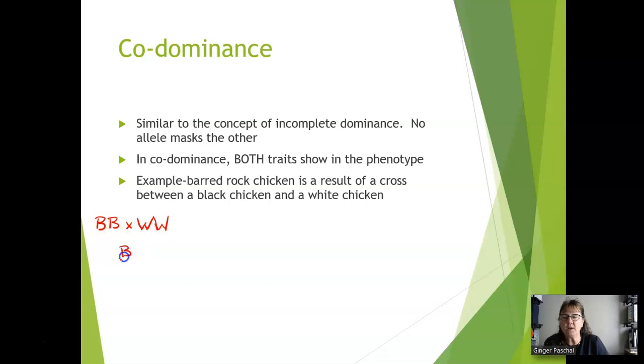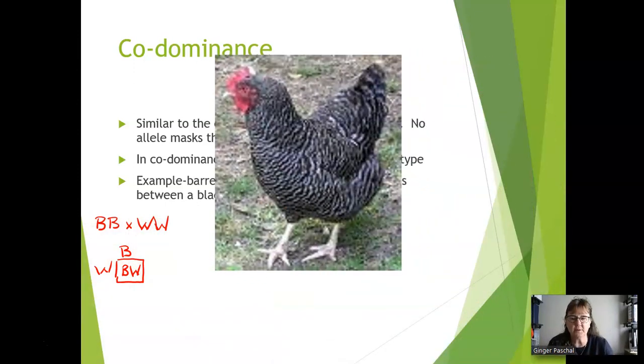When we create a Punnett square, we have one allele type for each one. We have a Punnett square that looks just like it did with incomplete dominance, but the results we get are much different. We don't get a gray chicken, which is what we would get with incomplete dominance. With codominance, we get a speckled chicken. You can actually see the black parts of the chicken and the white parts of the chicken.